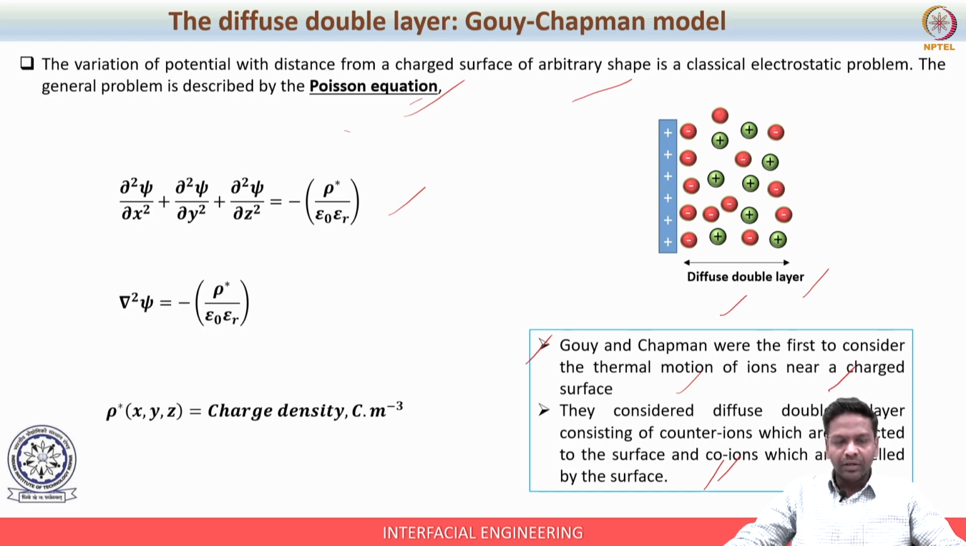Here psi is the potential, and you can see that the variation of potential is described in all three coordinates. The rho star is nothing but the charge density per unit volume. When you take into consideration the region of space of your interest, if you include the total volume, then you will get the potential for the total charge, for a given problem.